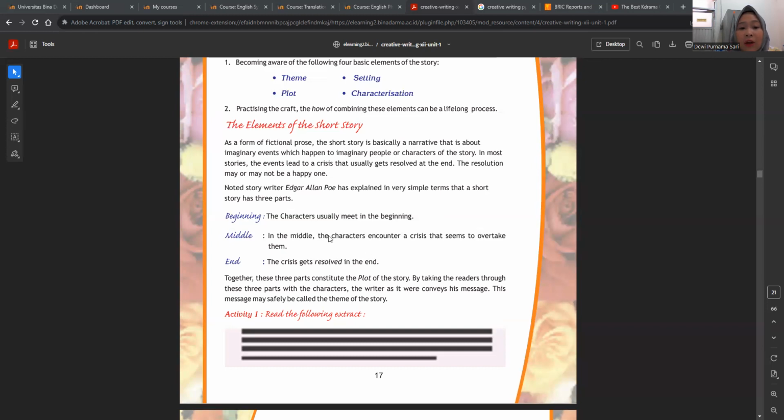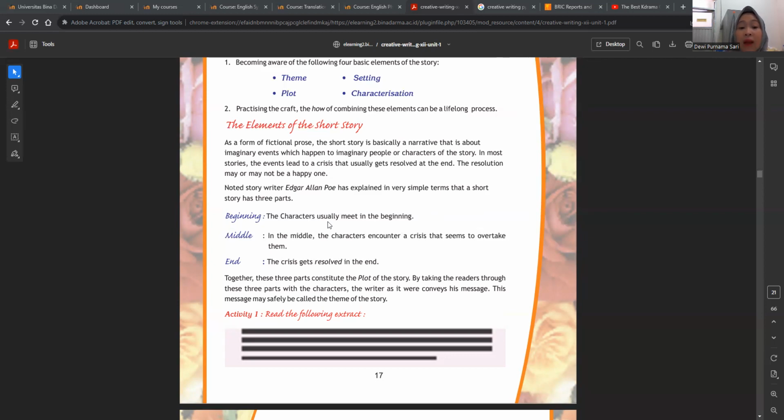Noted story writer Edgar Allan Poe has explained in very simple terms that a short story has three parts. The first one is the beginning, middle, and also end. In the beginning, the characters usually meet. In the middle, the characters encounter a crisis that seems to overtake them. So this is usually the climax. And the last one, the end, is how the crisis gets resolved.